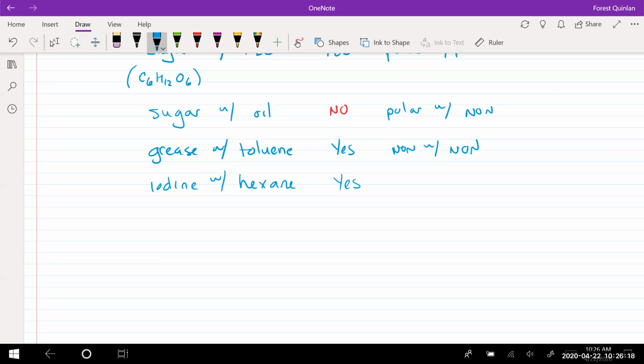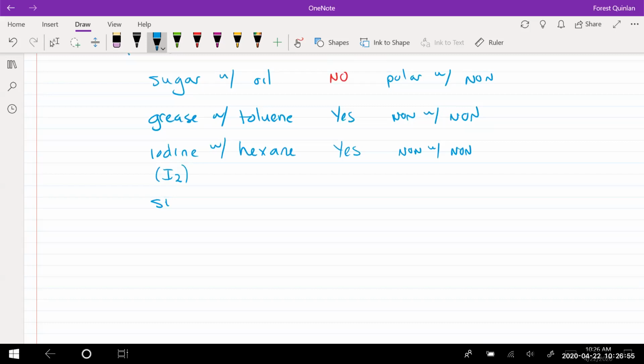Now, iodine, remember iodine is I2. There are 7 of these. What do we call them? Diatomic molecules. Yep. And those absolutely, by their symmetry, are completely nonpolar. So because they're nonpolar and that hexane is nonpolar, here again we have a nonpolar with a nonpolar. And of course, from the lab that you guys watched, we did trap the iodine in that hexane layer.